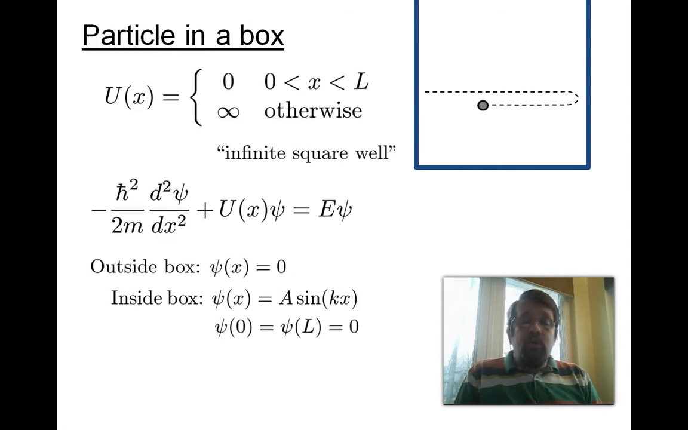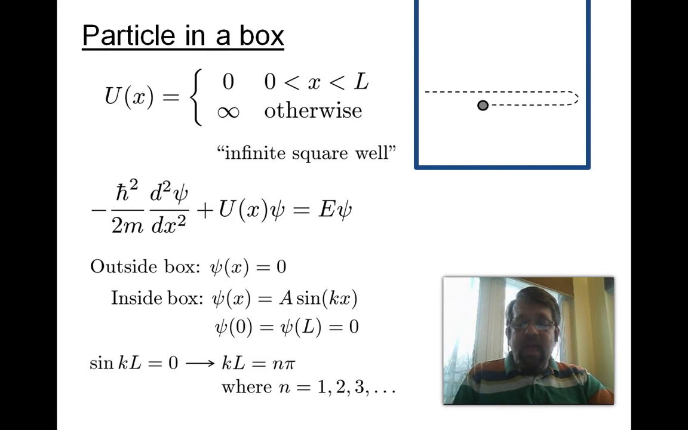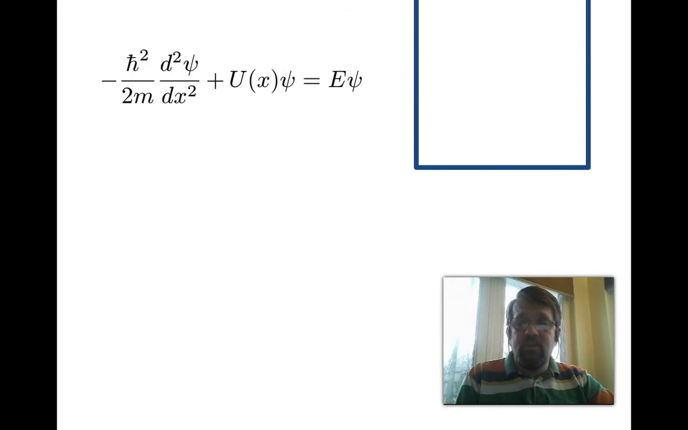Of course, in order for the wave function to be continuous, it has to be 0 at the walls, because it's 0 everywhere outside. So psi of 0 is equal to psi of L equal to 0. The sine function automatically is 0 at x equal to 0. But what about at x equal to L? Well, the only way that can happen is if k times L is equal to n times pi, where n is 1 or 2 or 3 and so on. So these are the solutions to the wave function for the particle in a box. They look sort of like something like this.